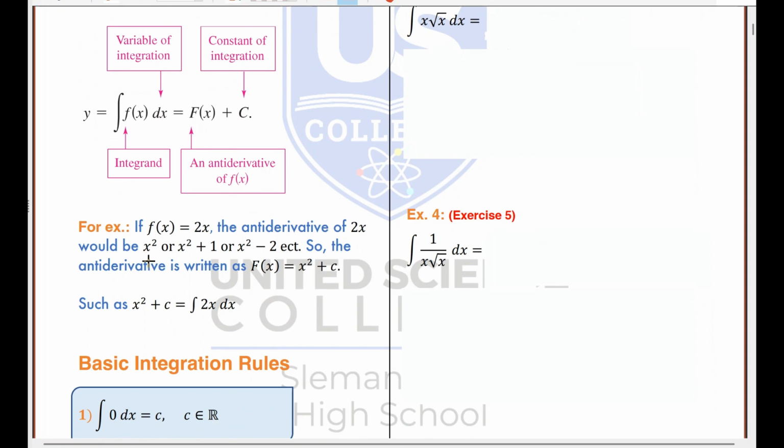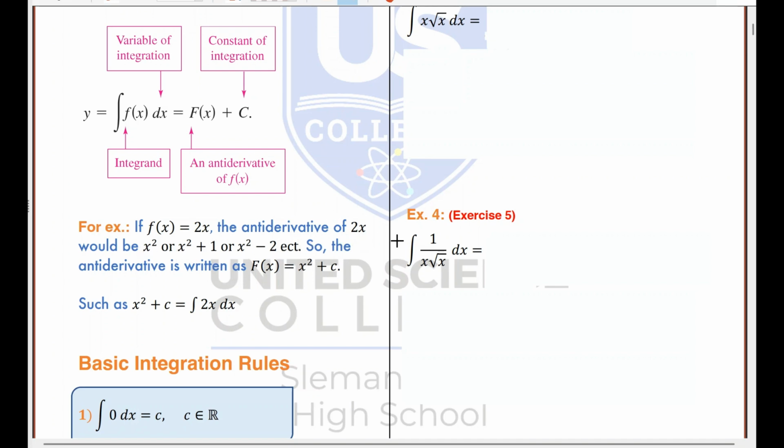So x squared is not the only possibility. We may have something added to the x squared or subtracted from x squared, right? We can say x squared plus 1's derivative is also 2x. X squared minus 2's derivative is also 2x. So we have many, many antiderivatives, right? It varies from function to function. We have different constants for each antiderivative.